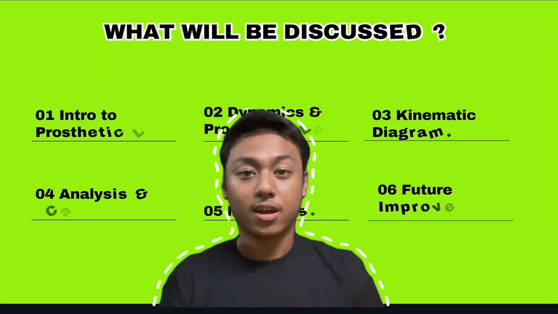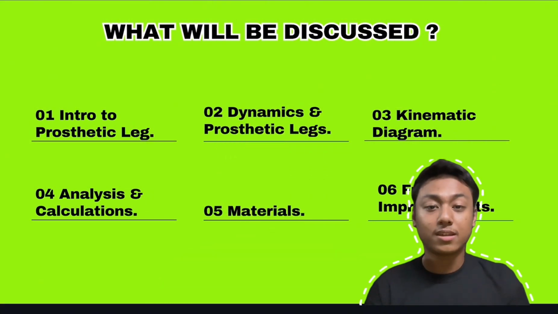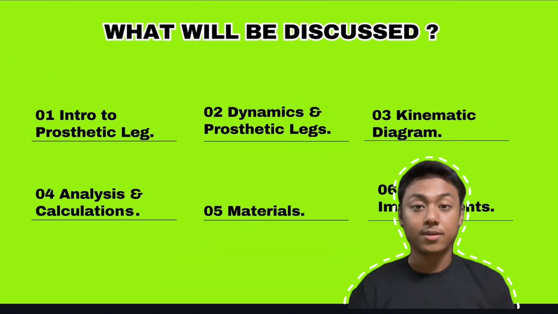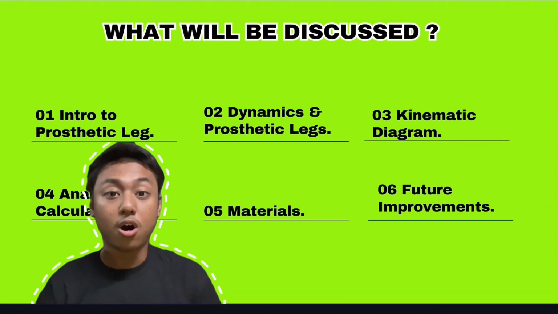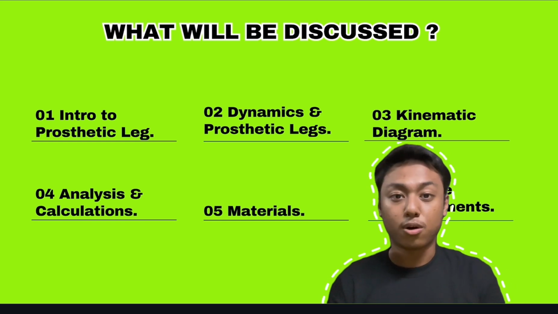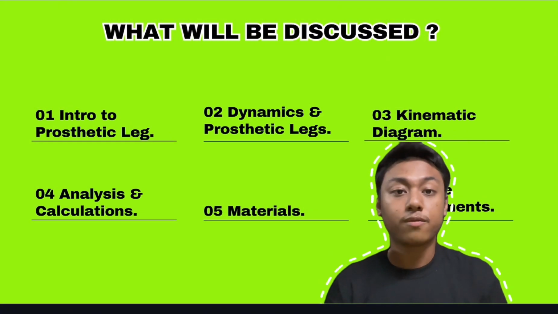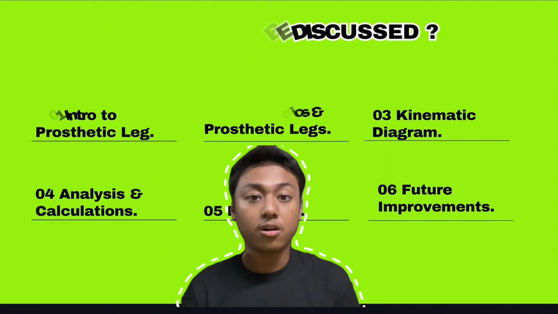So before we move on, let us overview what the contents are that are going to be discussed in this video. First of all is the general introduction to what is prosthetic legs. Second is how the dynamics and its relations to prosthetic legs correlate to each other. Then we will be looking at the kinematic diagrams of the prosthetic legs. Then we will go to the analysis and also the calculations that are involved in the prosthetic legs. Furthermore, we are going to look at the materials of the prosthetic legs. Finally, we will be discussing the future improvements that can be made onto the prosthetic legs.